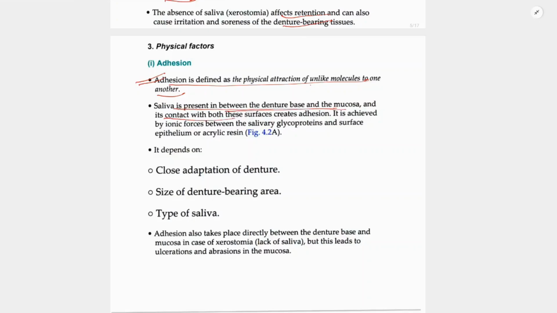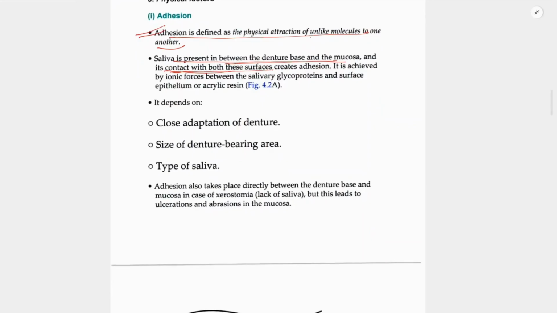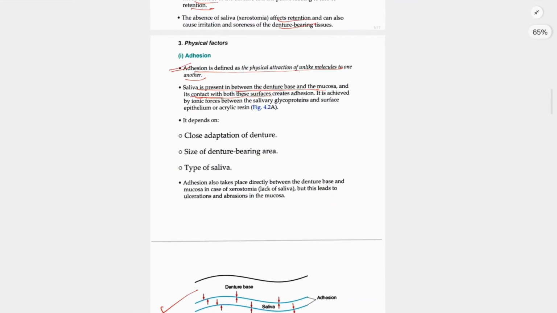Same as the physiological factor. Then you have to write on what factors the adhesion depends. It depends on close adaptation of denture, size of the denture bearing area, and type of saliva. Again, these two are very similar to the principles of impression making, and type of saliva is nothing but the physiological factor. Then you have to write adhesion also takes place directly between the denture base and mucosa in case of xerostomia, that is lack of saliva, but this leads to ulceration and abrasions in mucosa.